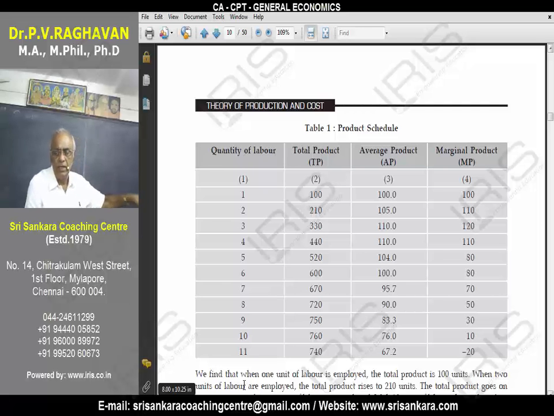So this is what is called the laws of return. Look at the three returns. First 1, 2, 3. What about marginal product? Increasing. It is called law of IR. 4 to 10. What is happening? 100, 80, 70, 40. Marginal product is falling. What is the law? Diminishing return. Finally look at 12. What about marginal product? Minus. Right? Marginal product is negative return. That's all.